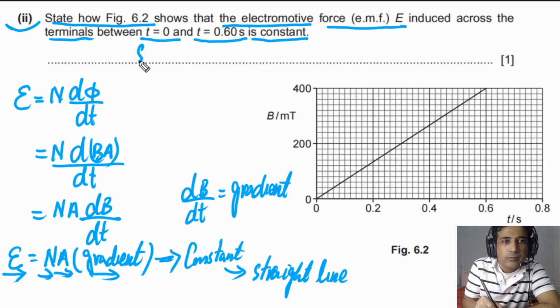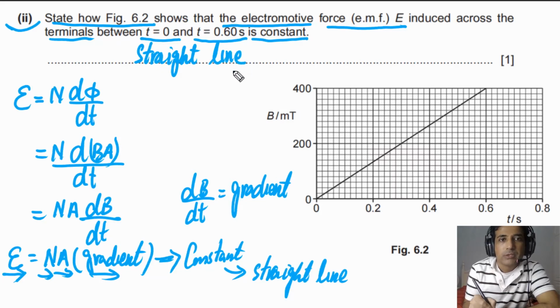So we simply need to write here that because it's a straight line graph, induced EMF is constant. This question has only 1 mark. If you have written straight line, you will get 1 mark, and this is the P mark.